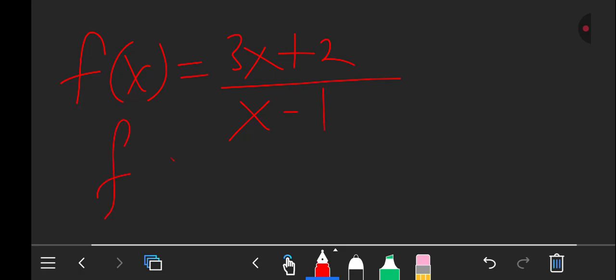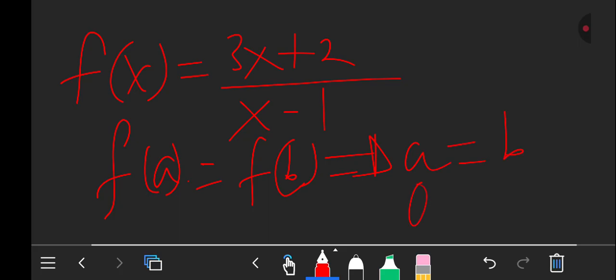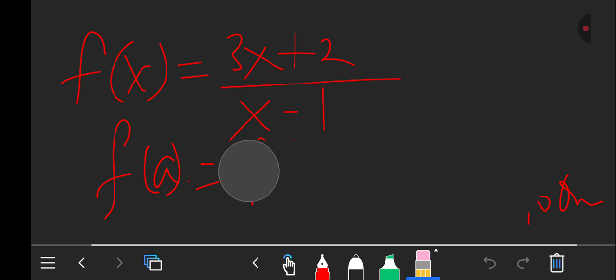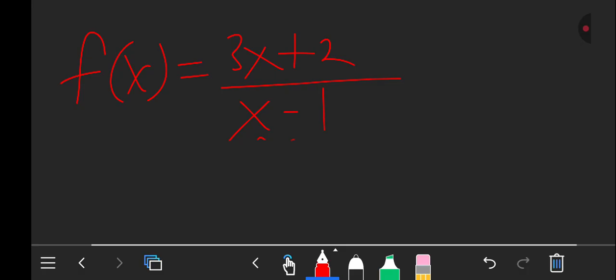3x plus 2 over x minus 1. We said that for 1 to 1, f of a must be equal to f of b, and this must give a to be equal to b. This is for the function to be 1 to 1. Okay, so this is what we are going to do here. Basically we're going to substitute. We are saying f of a must be equal to f of b. So let's substitute where there is x, a, and also where there is x, substitute also b.